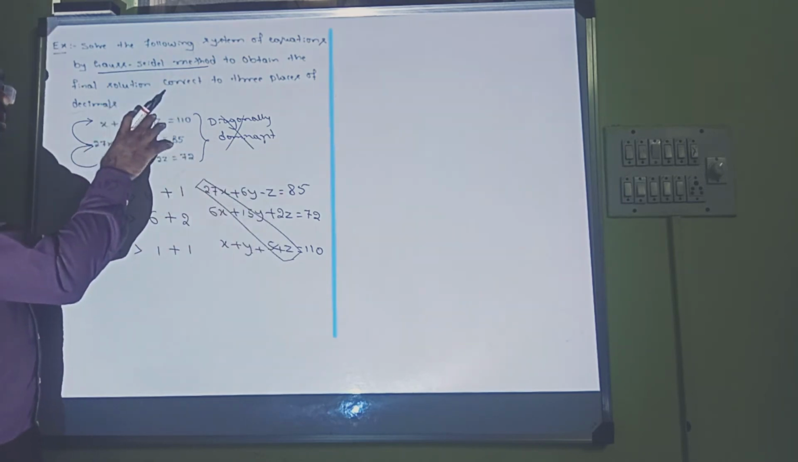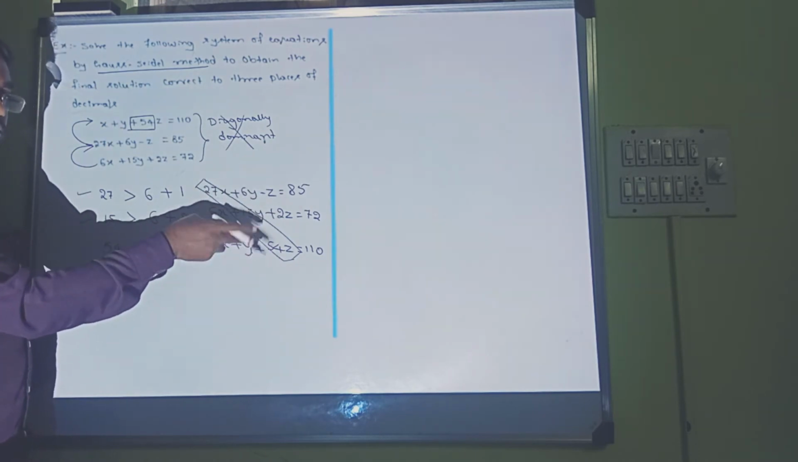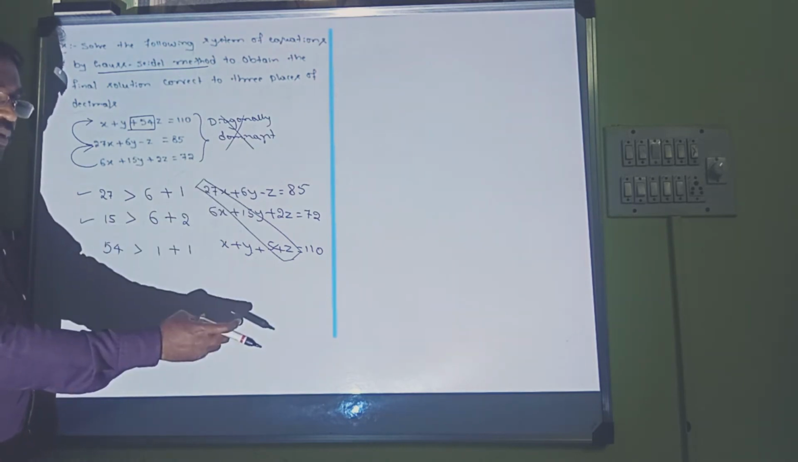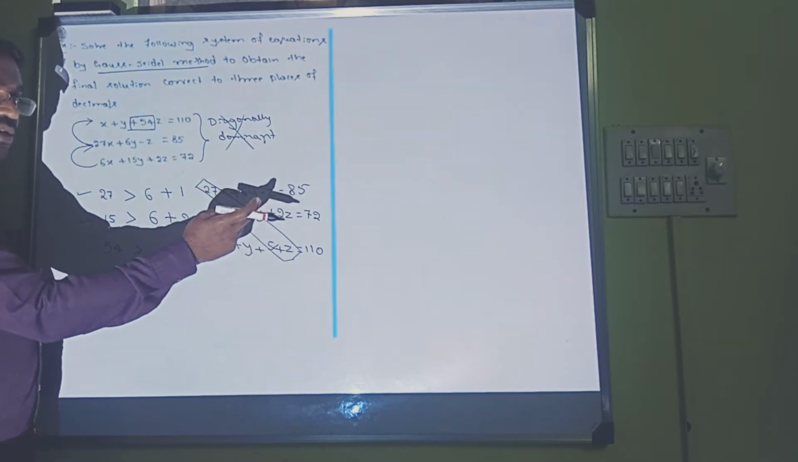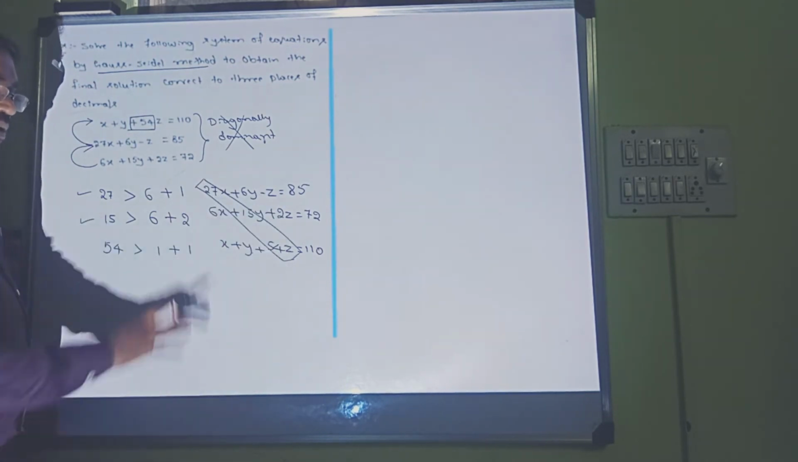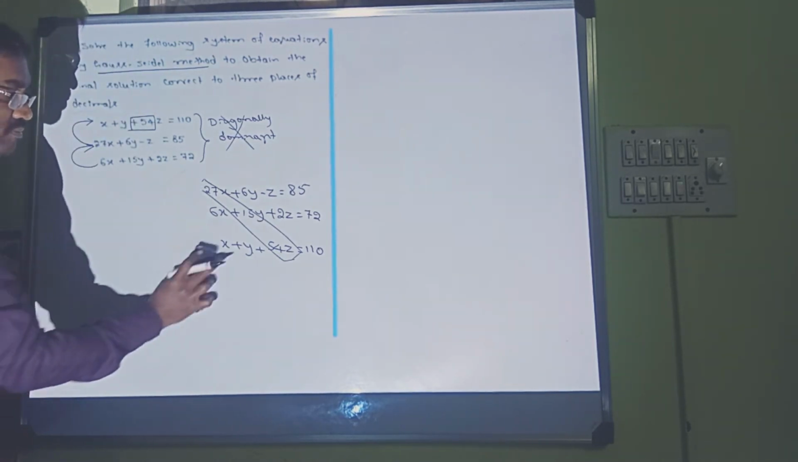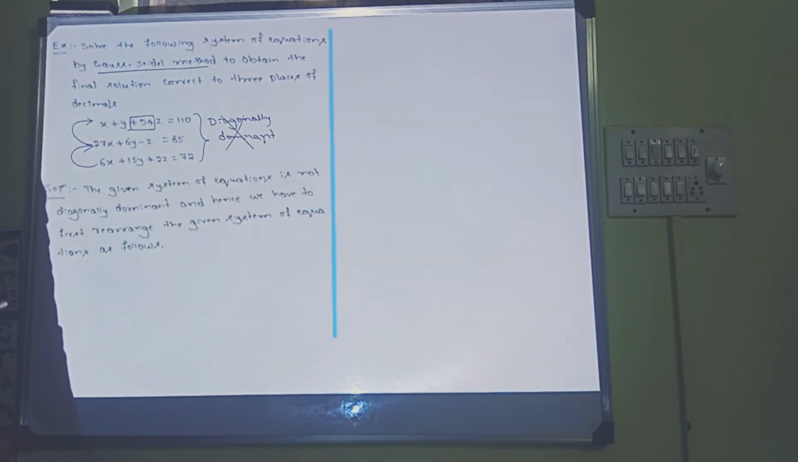If the given system is not diagonally dominant, we need to arrange the equations so that they become diagonally dominant. Then we separate our x from the first equation, y from the second equation, and z from the third equation. Let us see the solution. So here we say solution.